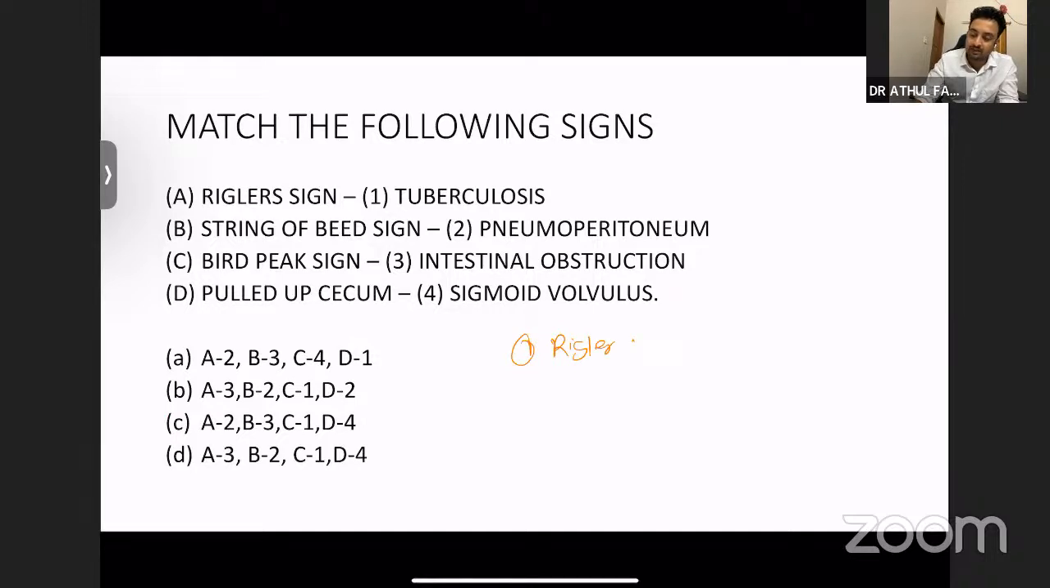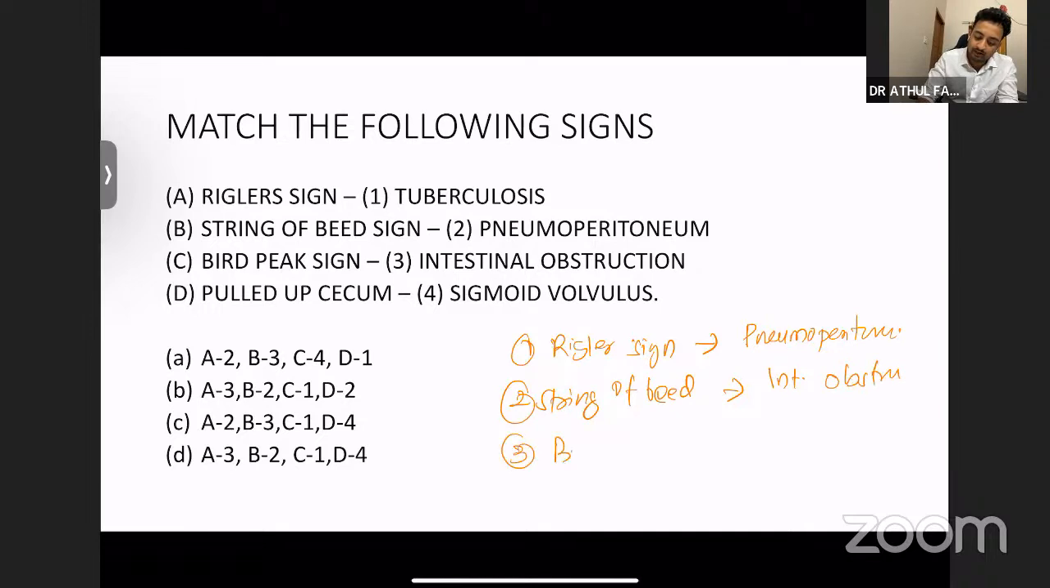You all know where you will see Rigler sign. Rigler sign is seen in case of pneumoperitoneum. String of bead sign will be there in multiple areas, but here, I will tell you, it is seen in case of intestinal obstruction.